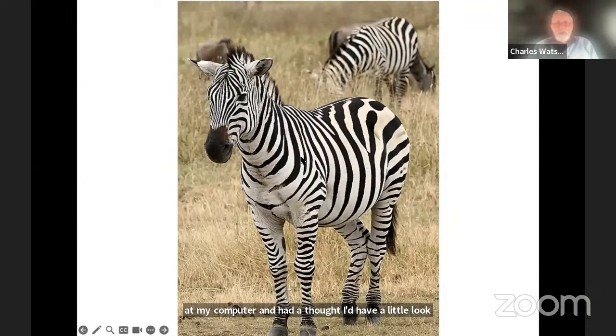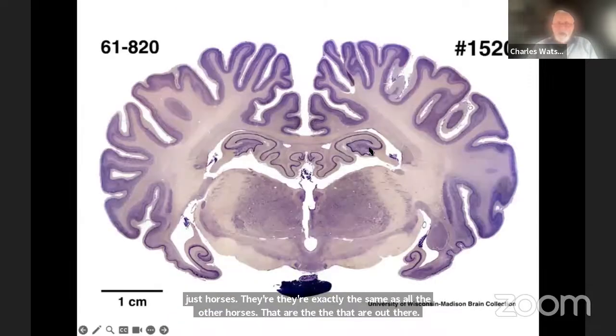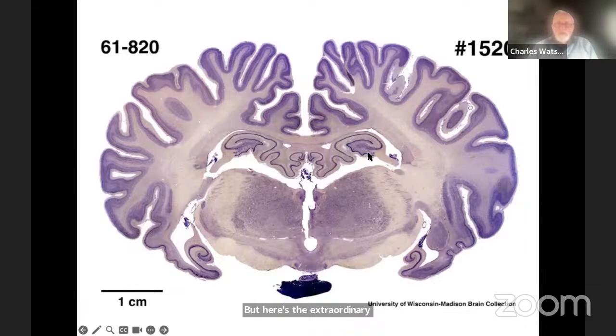Now, zebras look very unusual, but they're basically just horses. They're exactly the same as all the other horses that are out there. But here's the extraordinary thing. When you look at a zebra brain, this is what struck me at the time. There's the dentate gyrus. Here's CA3 and CA2, and look at CA1. It just goes on forever.